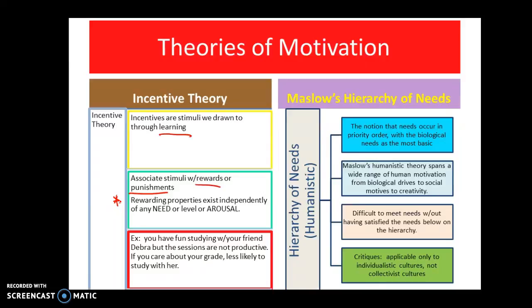Now we're going to switch over to the humanistic world where Abraham Maslow comes forth with a hierarchy of needs. What's really important is he's trying to talk about an all-encompassing theory of motivation that encapsulates biological needs, social needs, and creative and individualistic needs. Right, so that's that second one right here.